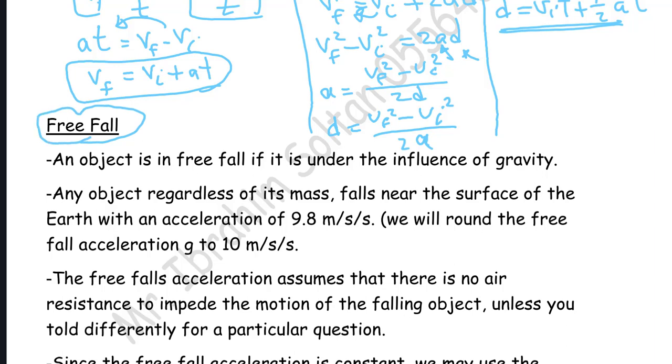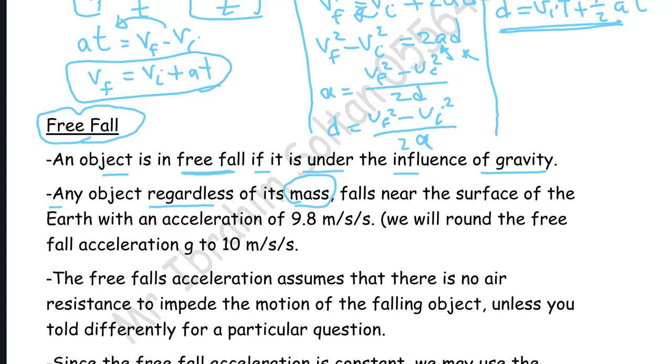Free fall is when you neglect air resistance, when the only force acting on the body is gravity. An object is in free fall if it is under the influence of gravity. Any object, regardless of its mass, don't worry about the mass of the object, different masses fall with the same speed and reach the ground at the same moment if you neglect air resistance.